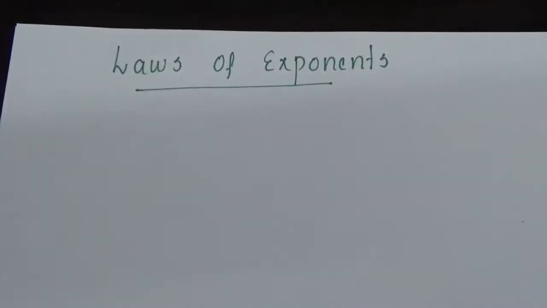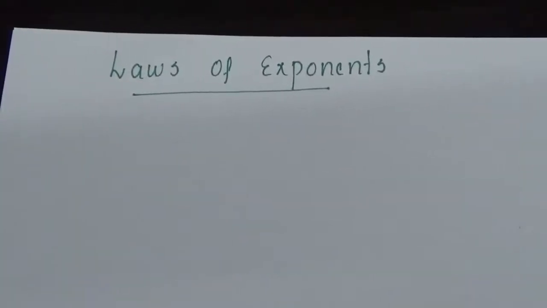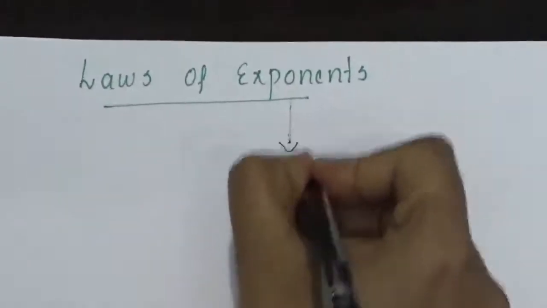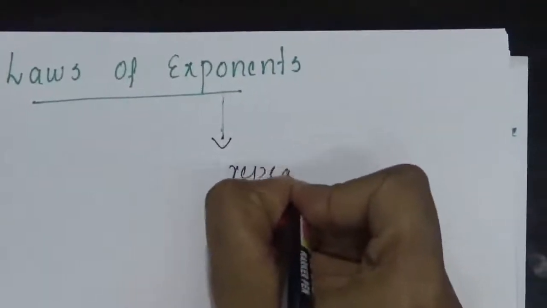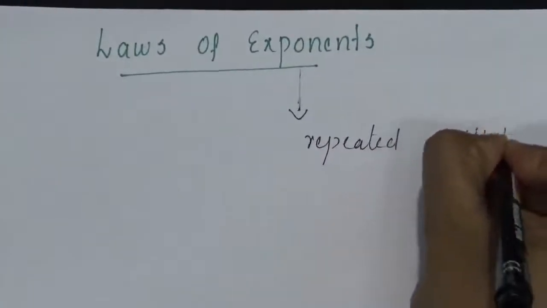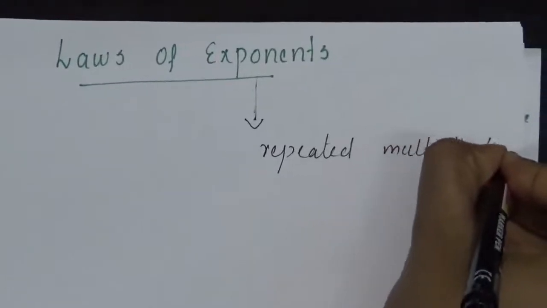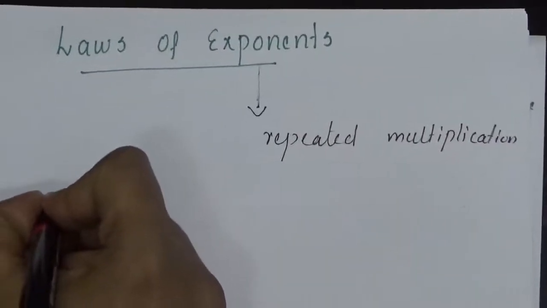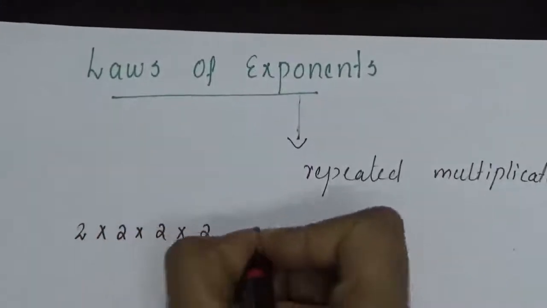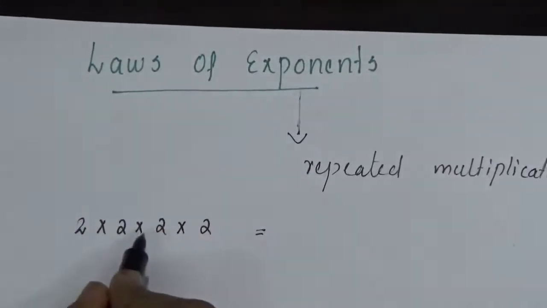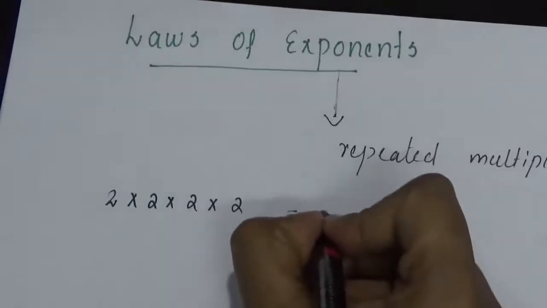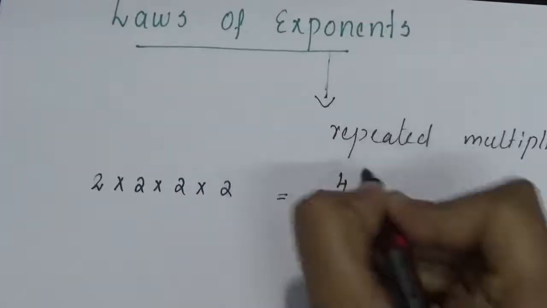Laws of exponents. What is an exponent? Exponent is a shorthand used for repeated multiplication. So that is the multiplication of the number, that is 2 into 2 into 2 into 2. Here we can see that 2 is multiplied 4 times. So that can be written as 2 to the power 4.